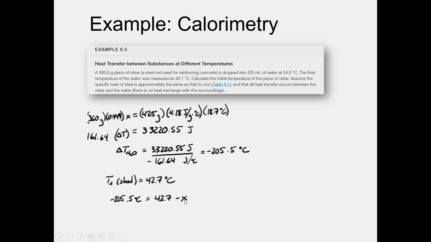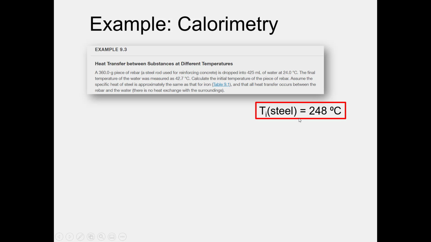If we rearrange and evaluate this equation, we move the x over to the left-hand side by adding x to both sides. We then move the 205.5 degrees Celsius over to this side of the equation by adding 205.5 degrees Celsius to each side. And we get that the initial temperature of the steel was 205.5 degrees Celsius plus 42.7 degrees Celsius. The initial temperature of the steel was 248.2 degrees Celsius. We would report it to 3 significant figures because all of our measurements have at least 3 significant figures. The initial temperature of the steel is 248 degrees Celsius.